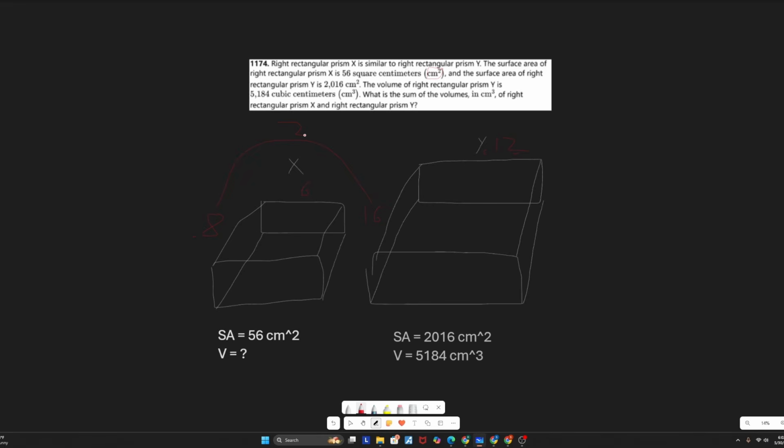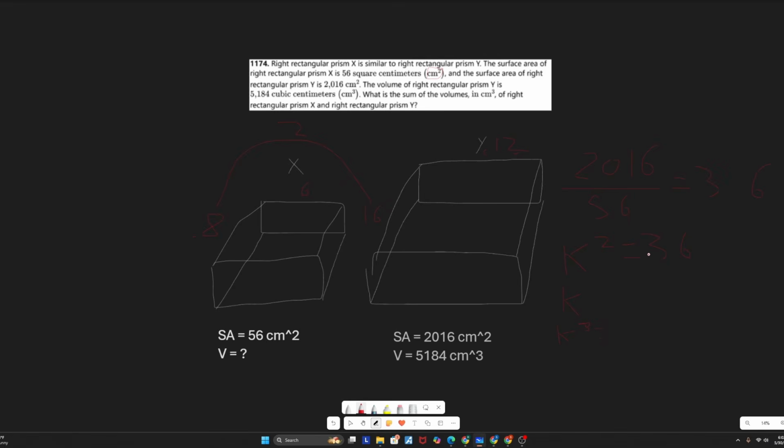So we have both surface areas, so all we need to do is divide them to find the surface area scale factor. So Y surface area is 2016 and X is 56. And if you divide these numbers, you get 36. So let's call that k squared, where k is a regular scale factor, because this 36 is an area scale factor. So we need to find what k on its own is in order to find k cubed, which would be the volume scale factor.